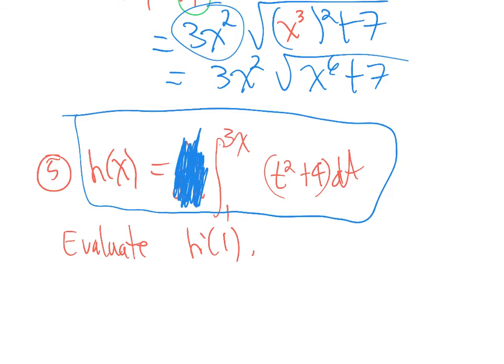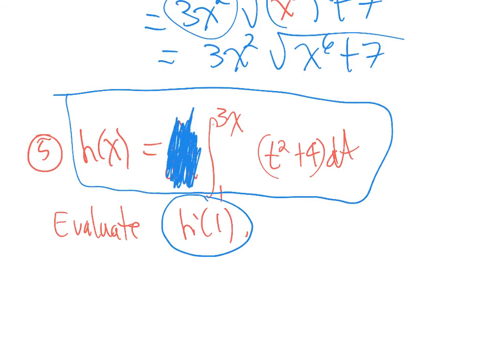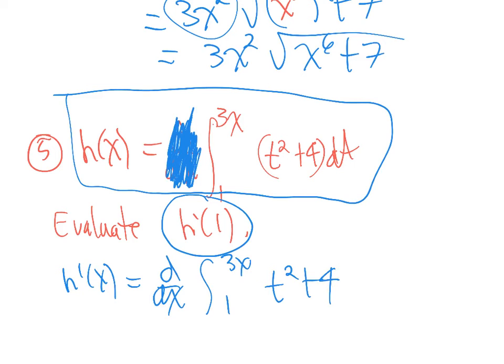So now, this is harder to recognize, but this is a fundamental theorem part 2 question. Because what am I being asked to do? I'm being asked to get the derivative of this. So what I'm going to do first is say that h prime of x is going to equal d by dx of the integral from 1 to 3x of t squared plus 4 dt.